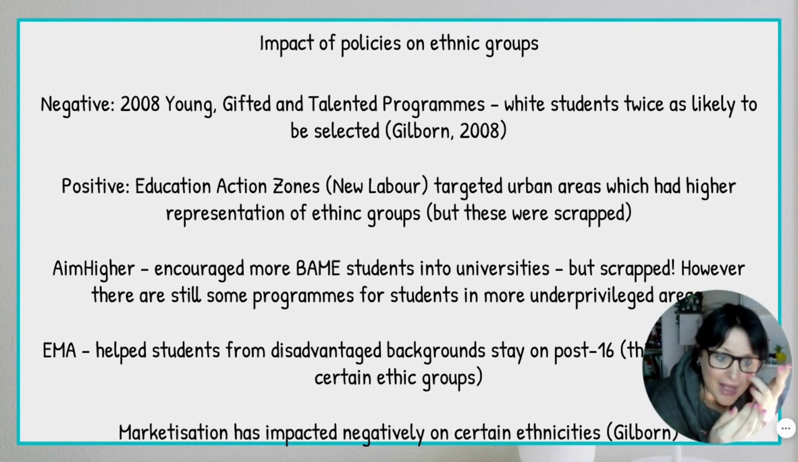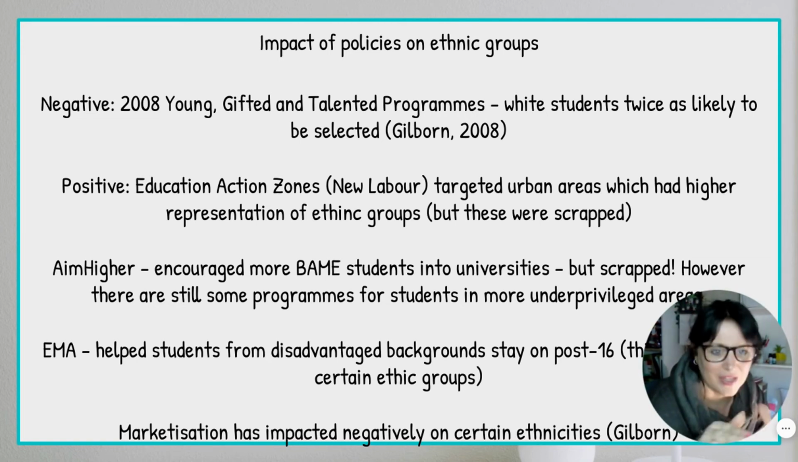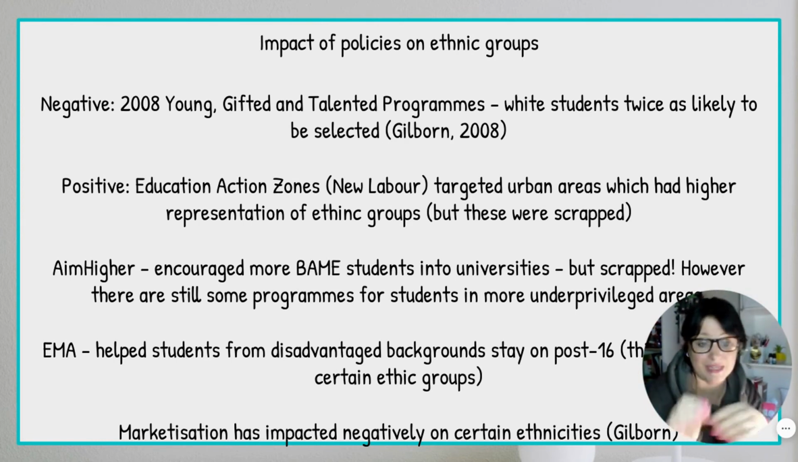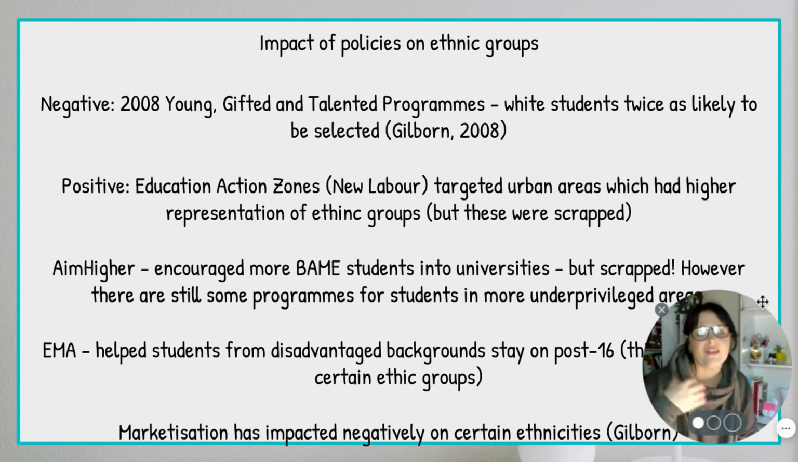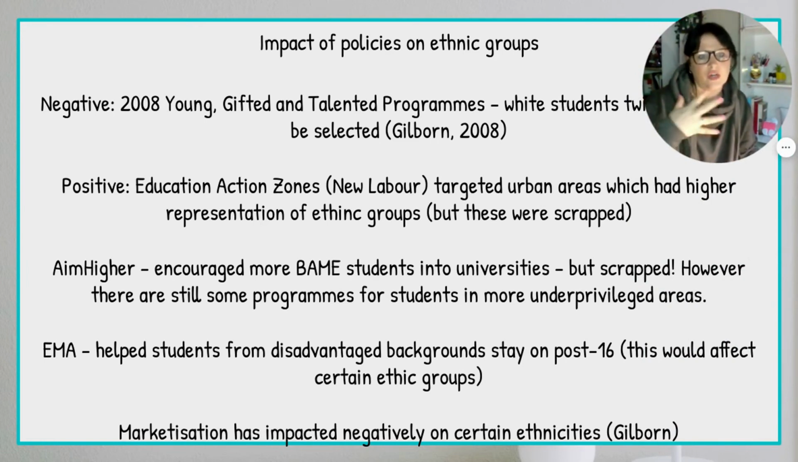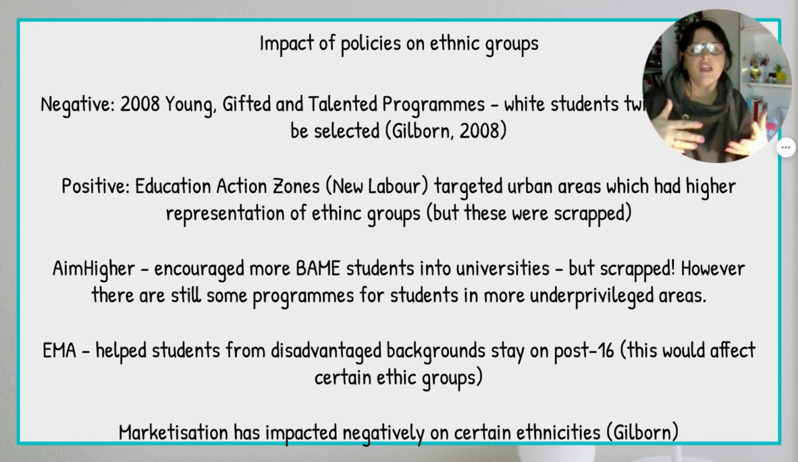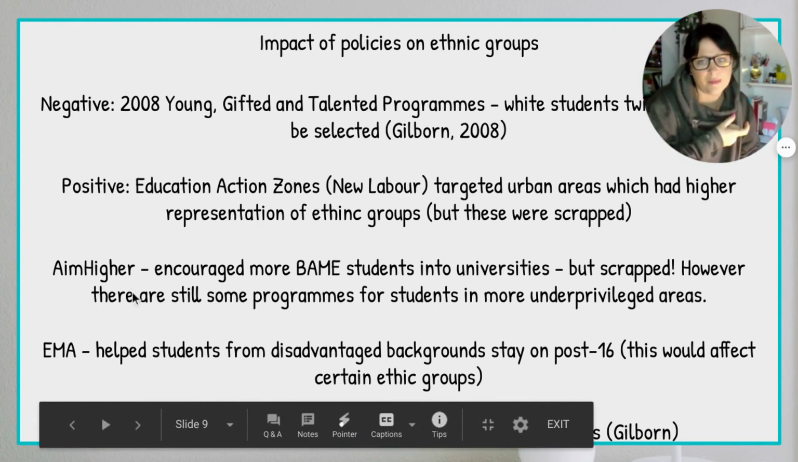Aim Higher actually did encourage more people from BAME backgrounds, or from ethnic groups that would normally underachieve, into higher education, and it really started to reduce the gap between different ethnic groups of students. But of course, Aim Higher was also scrapped. However, there are still programs aimed at getting students in from underprivileged areas, which would then impact on those same groups of people. There are a lot of programs aimed at getting students visiting universities. King's College run 8-week programs for students that might be given contextual offers, to really build their UCAS applications. So it does still happen, but Aim Higher specifically was scrapped.